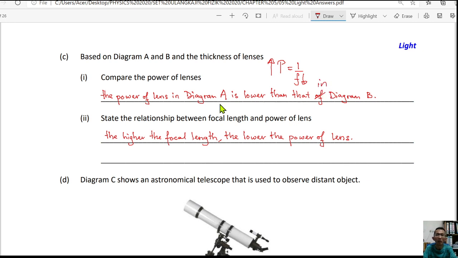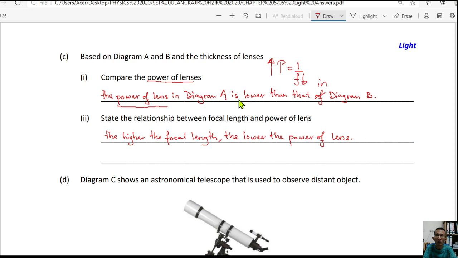Okay. So again, I'm keeping my answer to be consistent. I write diagram A first and then diagram B, just like before. And then here the quantity to be compared is power. So I have power of lens in my answer as well. Okay. Now, the next one, state the relationship between the focal length and the power of lens.